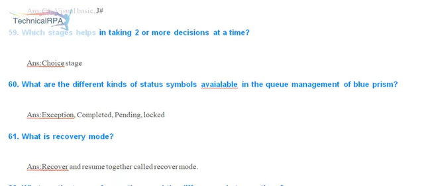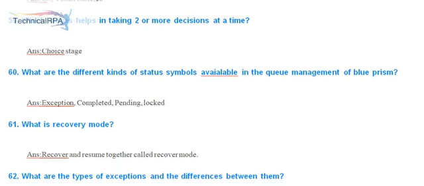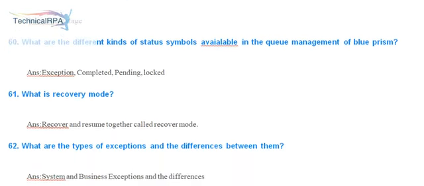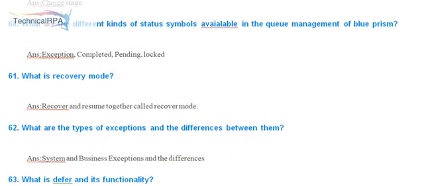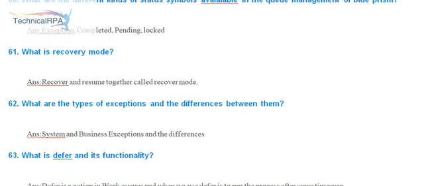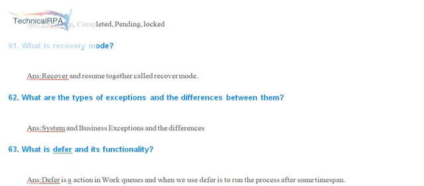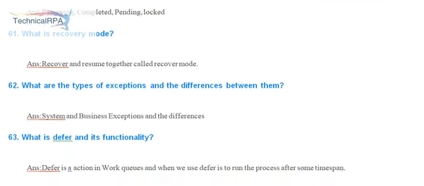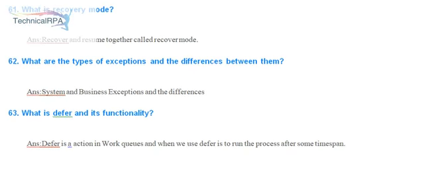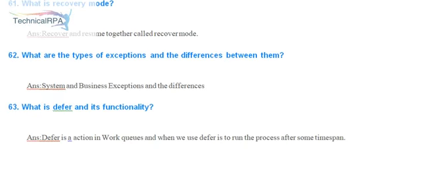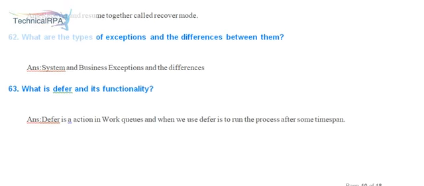58. Which are the languages used in the code stage in Blue Prism? C#, Visual Basic, J#. 59. Which stage helps in taking two or more decisions at a time? Choice stage. 60. What are the different kinds of status symbols of an item available in the queue management of Blue Prism?